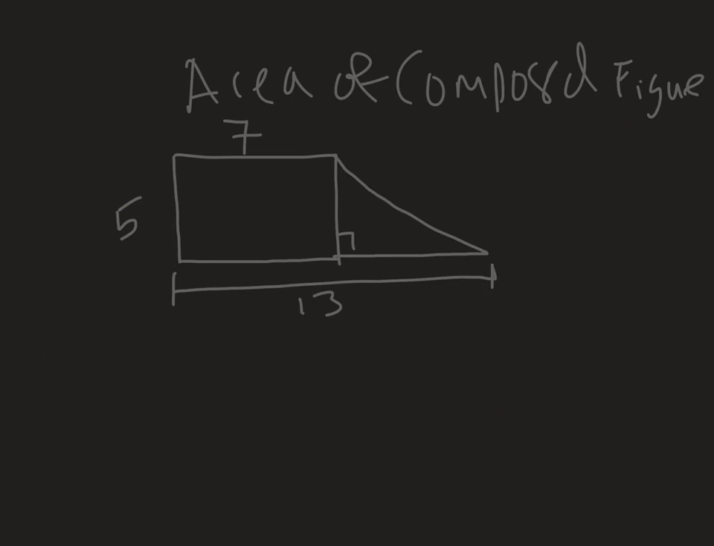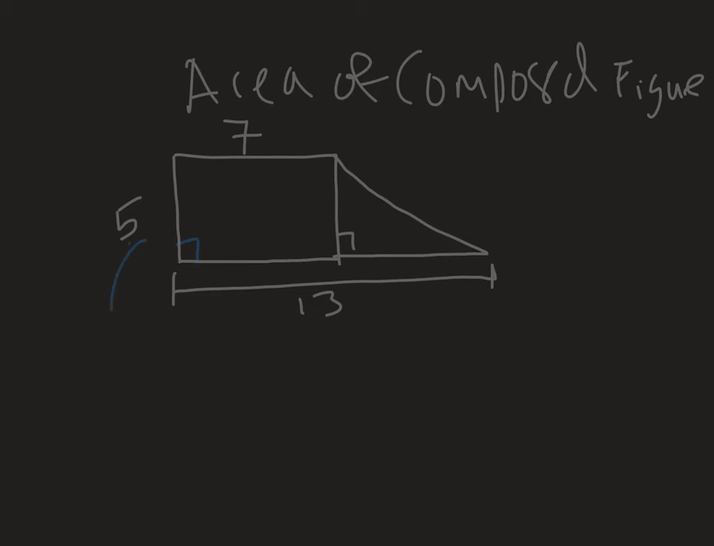Now let's put this all together. Let's talk about area of a composed figure. So a composed figure is a two-dimensional shape where I can break it up into simpler shapes. For example, this one we have here is a rectangle with a right triangle attached to it. So let's start with the area of the rectangle.